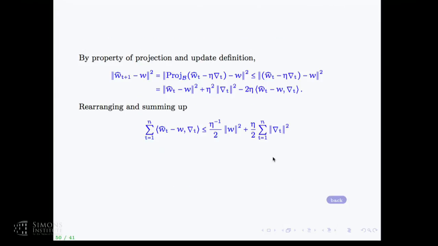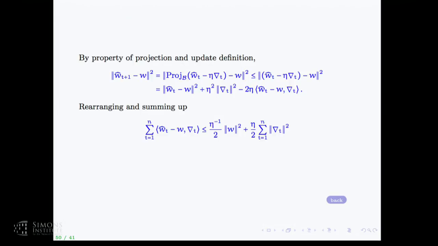So here is the proof, right? It's two lines. You write the w hat t plus 1 minus w. That's the projection. Of course, it's closer than the unprojected version, right? Then you open up the square. You get these terms, hopefully I did it correctly. Then you rearrange, that's the object you want, right? That's the inner product that you want. You put it on the left side. These differences telescope when you add them up over time. And so you get the statement.